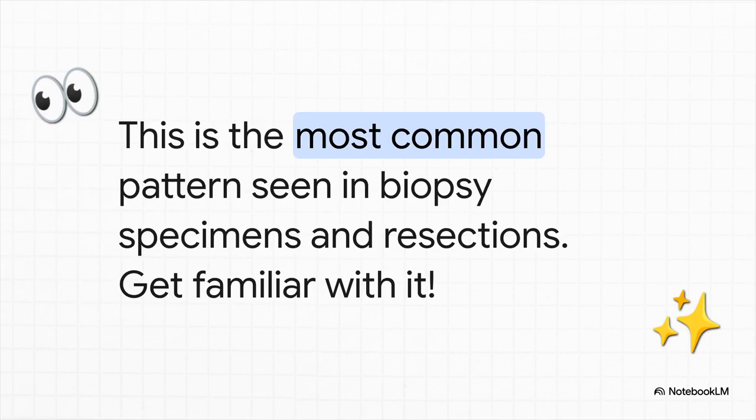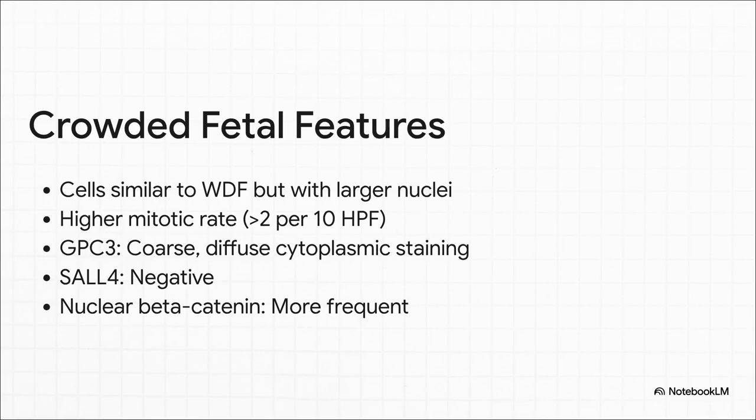Next, we have the crowded or mitotically active fetal pattern. You're going to want to get really familiar with this one because it's actually the most common pattern you'll find in biopsy specimens. So, as the name suggests, the big difference here is the mitotic rate. It jumps up to more than 2 per 10 high-power fields. The cells just look busier with bigger nuclei.